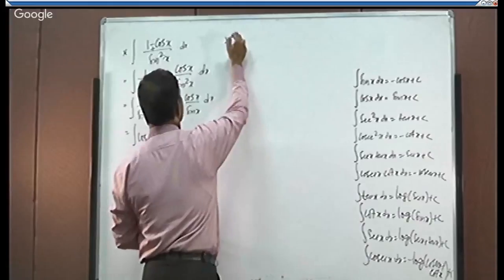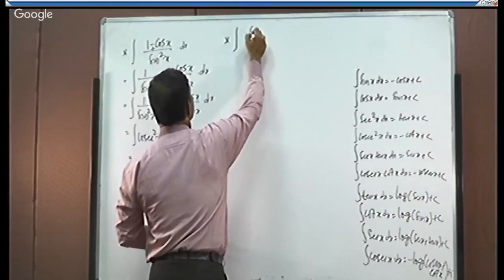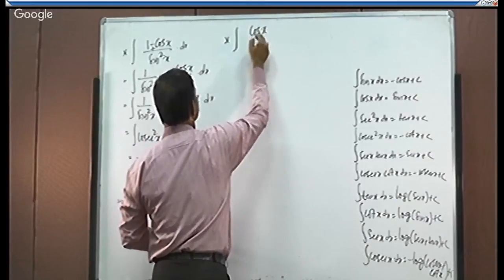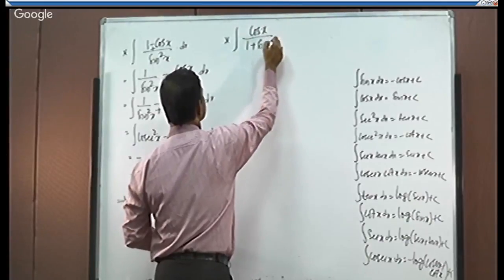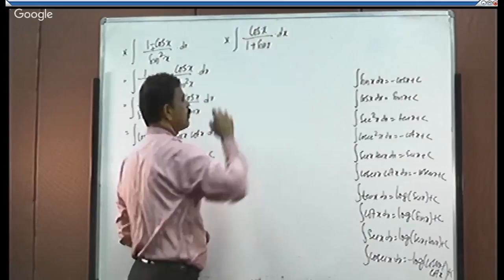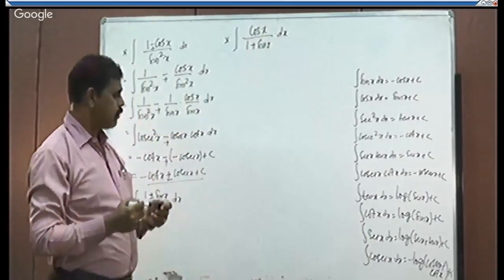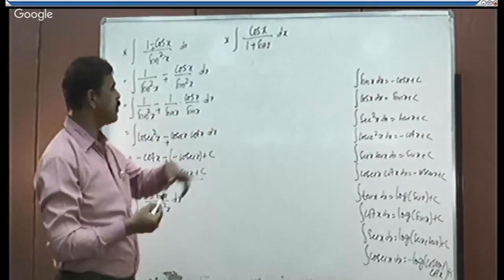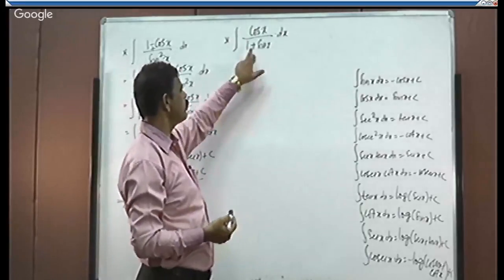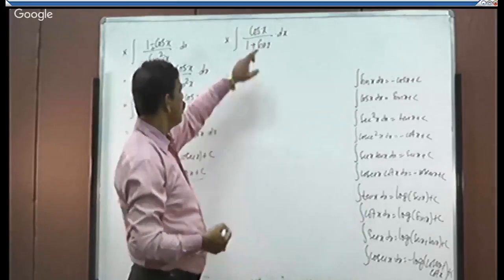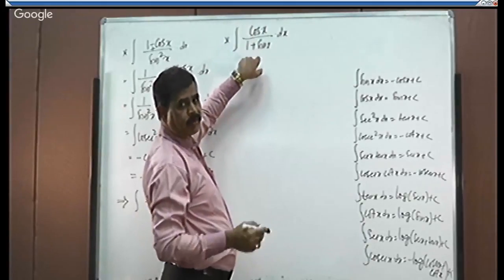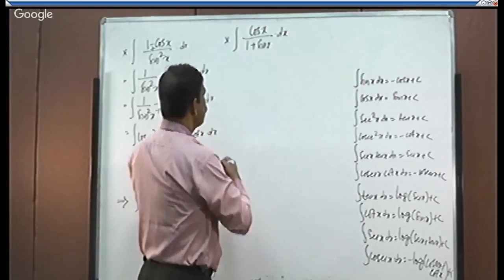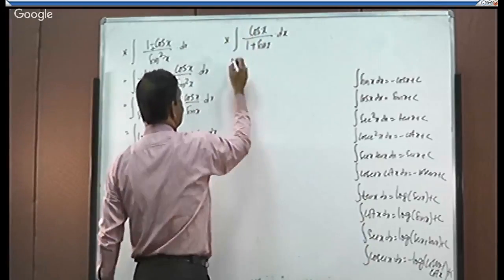See the next problem. Suppose if it is cos x divided by 1 plus sin x or 1 minus sin x. Now, the numerator is having only one term. The denominator is plus or minus of two terms. It cannot be simplified directly.